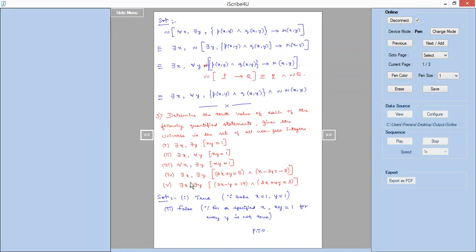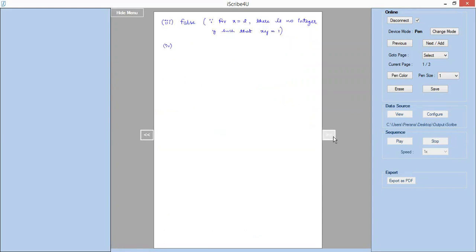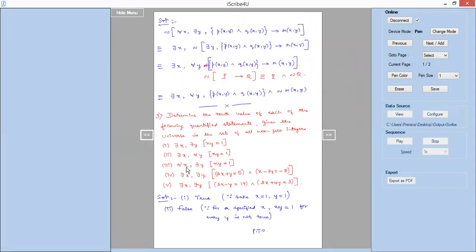The fourth one says for some x, for some y, 2x plus y is equal to 5 and x minus 3y is equal to minus 8. So we have to find a value of x and y for which this is satisfied or not. Okay, so let us check that. Say for x is equal to 1 and y is equal to say 3. So what happens to this result?